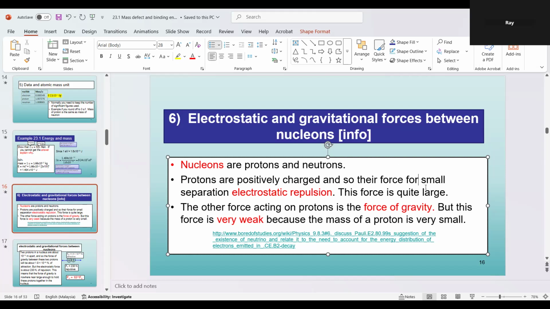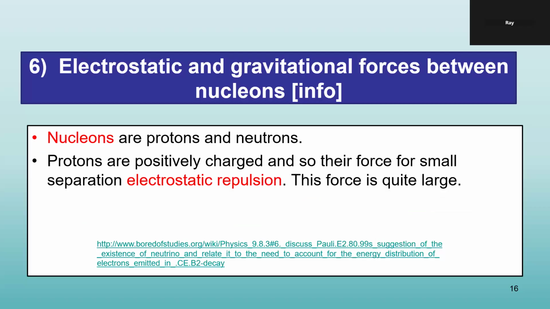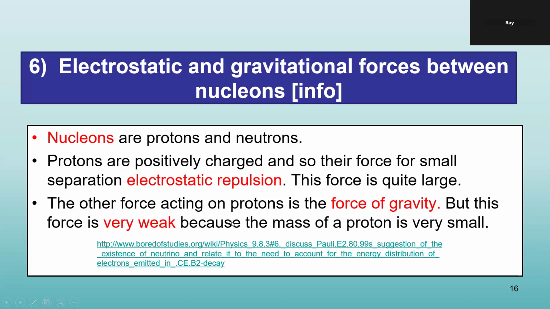For small separation, electrostatic repulsion. When you bring proton to proton together, there will be repulsion. It becomes greater and greater as it comes closer and closer. This force can be quite large when the separation is very small. The other force acting on a proton is the gravitational force, or force of gravity. But this is very weak because the mass of a proton is very small.